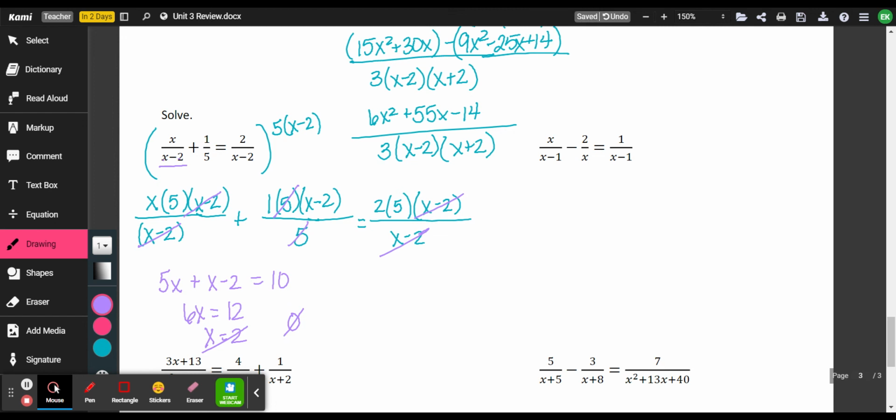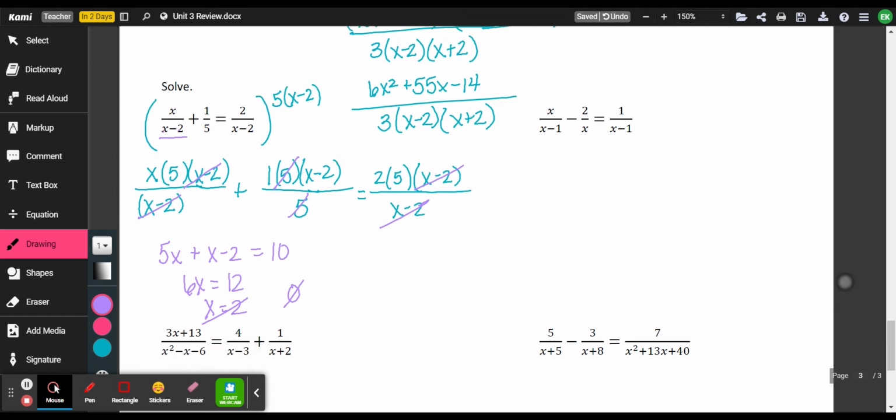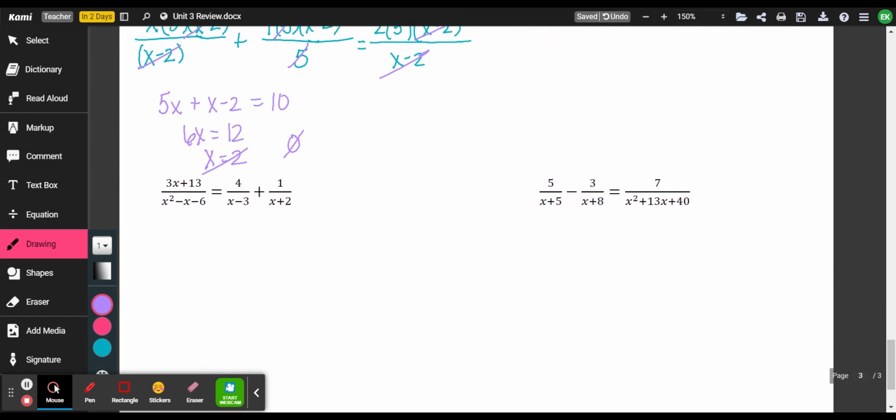So even though we did all of the solving right, don't forget to actually check and make sure that this doesn't create a zero denominator. Okay, that's really important. Let me do one more for you here. I'm going to do this one on the right. When I factor this, I'm going to get x plus 5 and x plus 8, which is my common denominator. Okay, so that's what I'm going to multiply by.